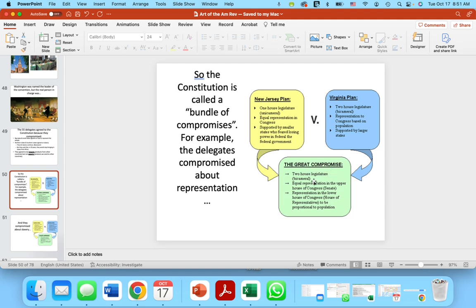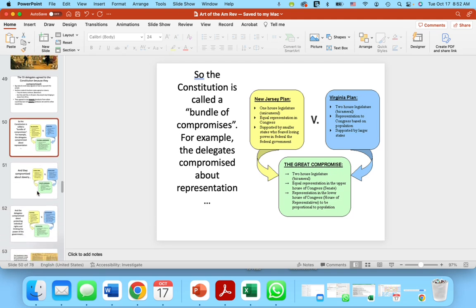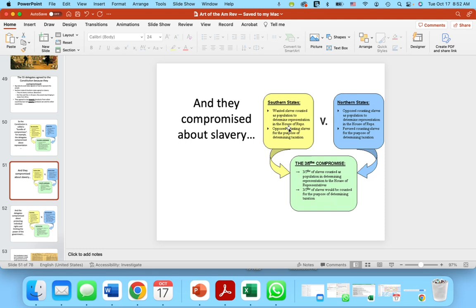We have a Congress with two chambers, right? In the Senate, it's like the New Jersey plan. Everybody, big and small states, gets two senators. And in the House of Representatives, it's like the Virginia plan, where representation is based on the number of people in your state. They also compromised about slavery and reached the three-fifths compromise.